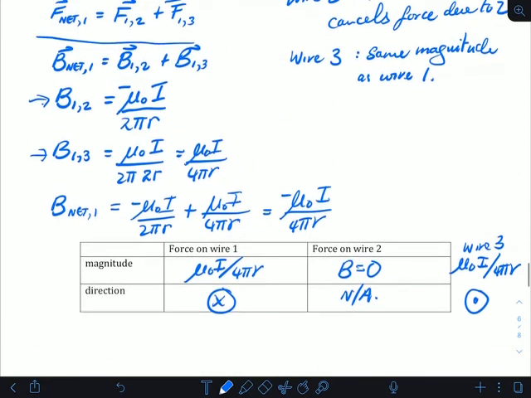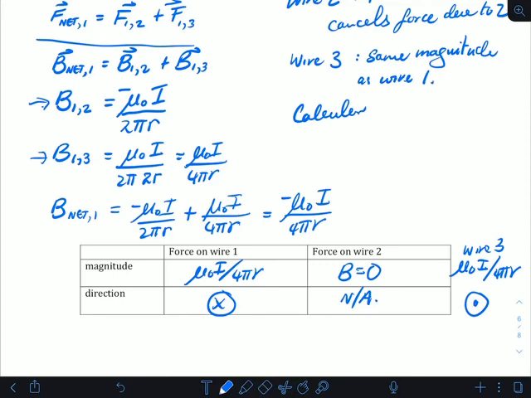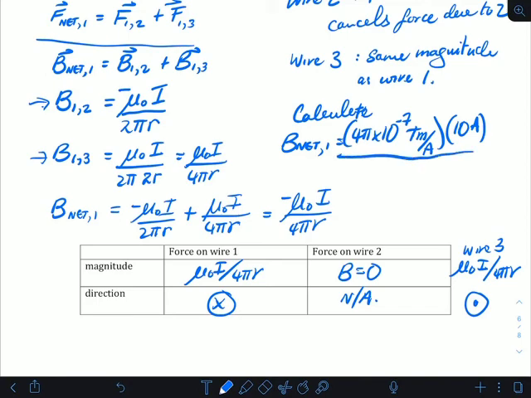Oh, and we should actually calculate what that force is. So if we calculate it, then B net, say on 1, is going to be equal to 4 pi times 10 to the minus 7 Tesla meters per amp, that's our mu naught, times I equal to 10 amps, over 2 pi, and then R is equal to 0.02 meters. Okay.